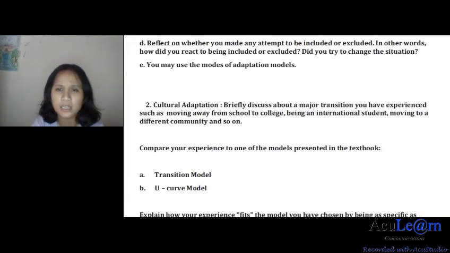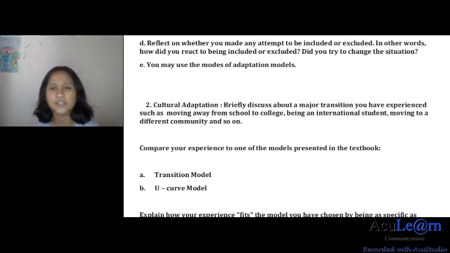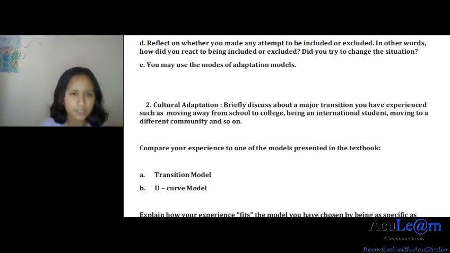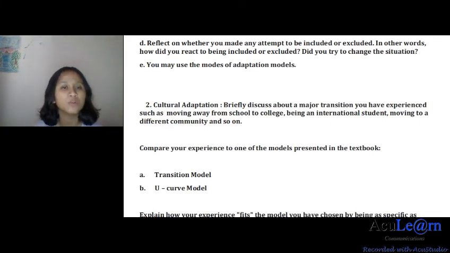Okay, discuss a major transition you have experienced, such as moving from school to college, and compare your experience to one of the models presented in the textbook. We have the transition model, we have the U-curve model. We will go through this particular section throughout the syllabus as well. Okay, so please read it in the module information document. I'd like to emphasize that.